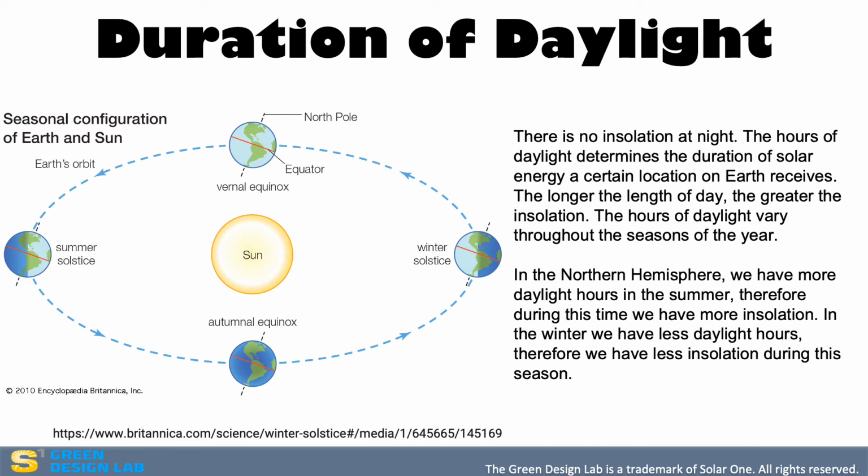Now we will learn about how the length of daylight affects the amount of insolation an area receives. The more hours of sunlight, the more insolation. The hours of sunlight varies depending on the seasons. Here in the northern hemisphere, we have more hours of sunlight in the summer and fewer in the winter. The image on the left shows how in the winter, Earth is tilted away from the sun, while in the summer, it is tilted towards the sun.